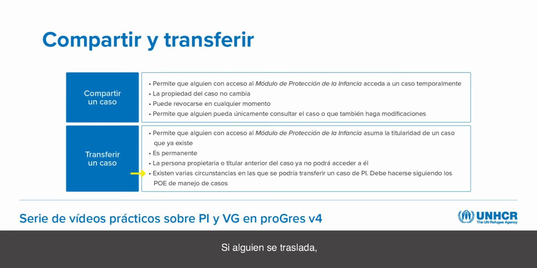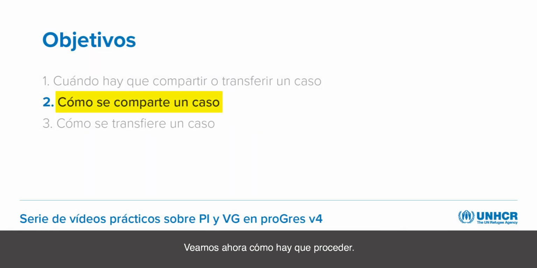If an individual was to move locations, we would transfer it for that reason. If I was to have turnover and I'm quitting or leaving my position, I would then transfer my cases to the new caseworker prior to my departure. These transfers should be outlined in your case management SOPs and should be implemented in compliance with those. Now we're going to look at how to do this.